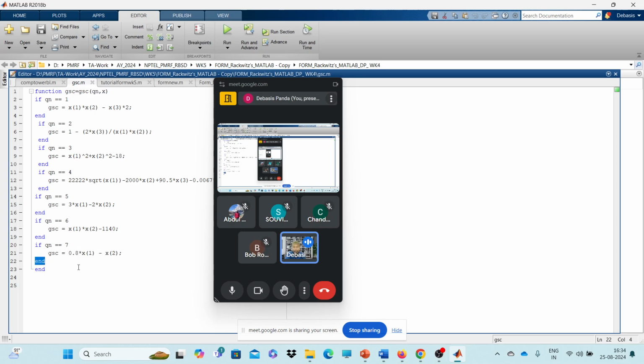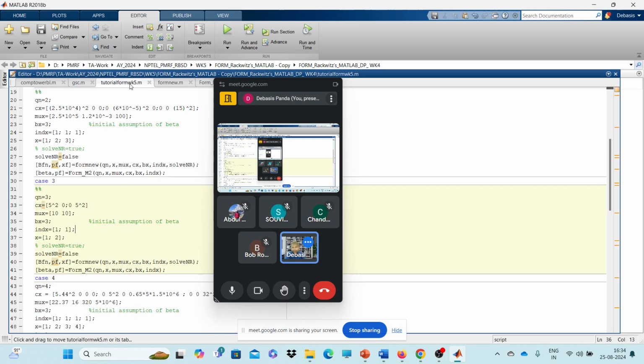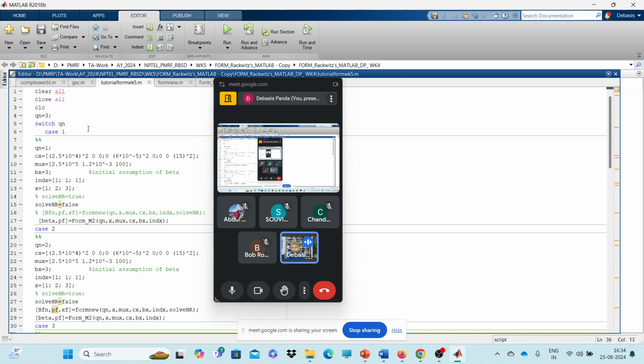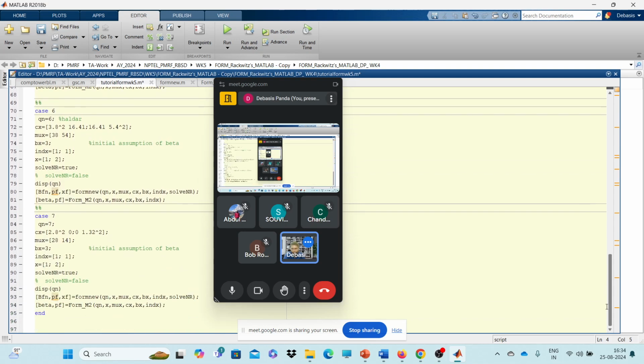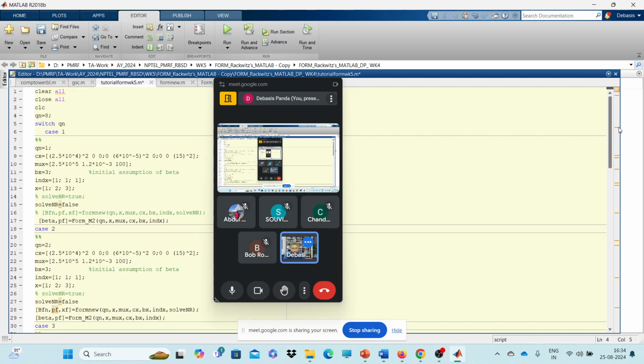Now I need to put the parameters for the random variables. So let's say this one is our last problem, question number 7.